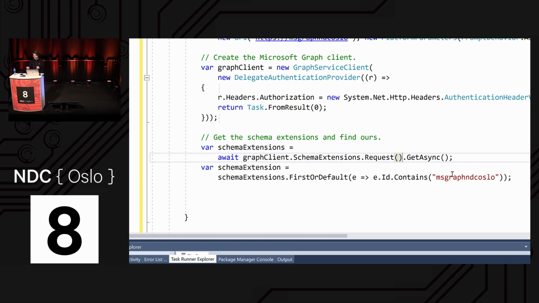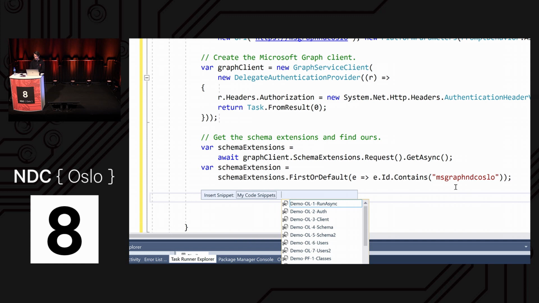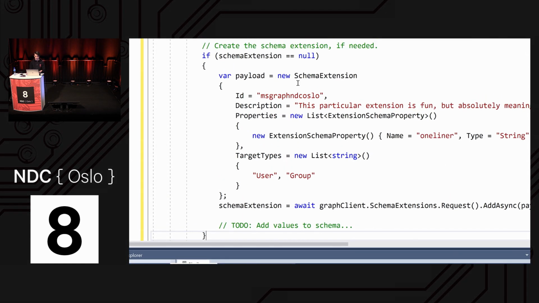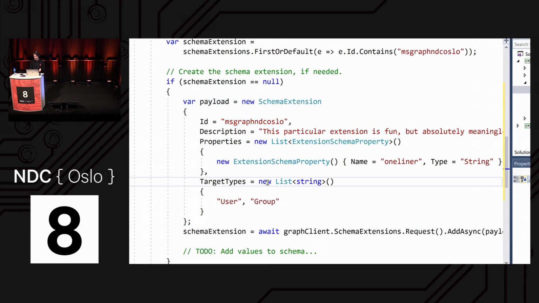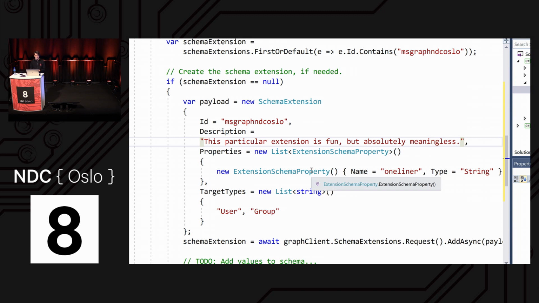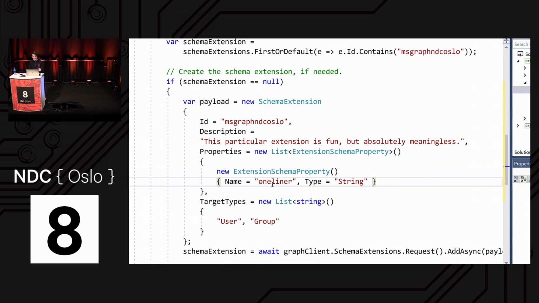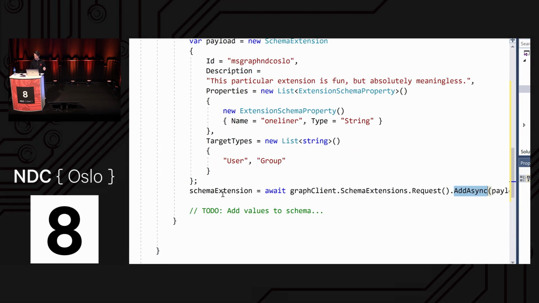This way, I pull down all the schemas. I then look at, is there a schema with this name? The Microsoft Graph NDC Oslo. And then I have some boring boilerplate code if I don't have that schema. Well, then I just create that. I create that schema with that ID, and I tell everyone to make sure that this extension is useless. It does nothing. And then I define how it looks. I have a name, which is a one-liner. The type is a string. What are the things that I'm extending? I'm extending users and group. So every user and group is now going to have that property. And then I go ahead and just add that schema.